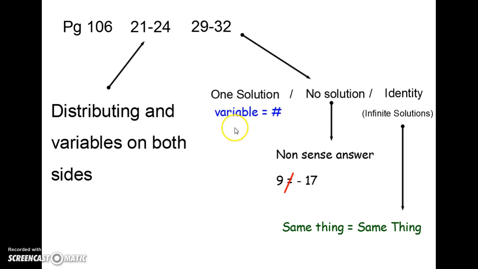One solution is whenever our variable is equal to a number. No solutions is when we work through, our variables cancel out and we get something that doesn't make sense. Infinite solutions is whenever we have the same thing equal to the same thing. No matter how early on we spot that in the equation, that's guaranteed to give us infinite solutions.